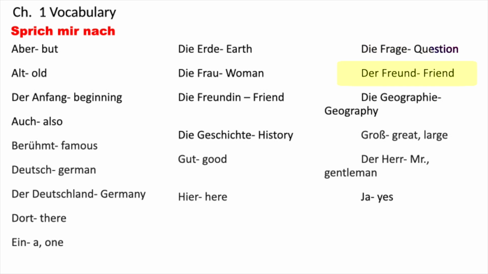Der Freund is the friend, but we know that this is masculine because it's der rather than die, and we don't have that in suffix. So der Freund is a male friend. Die Geographie is geography. Gross is great or large. Now, if you've ever wondered what the gross domestic product is, or why we talk about a movie grossing so much money on its opening weekend, the word gross, even though it's unfortunately come to be a word for something that's disgusting within American English, originally is talking about something that's great or large, as it still does mean within the German language. Der Herr is Mr. or gentleman. Ja is yes.